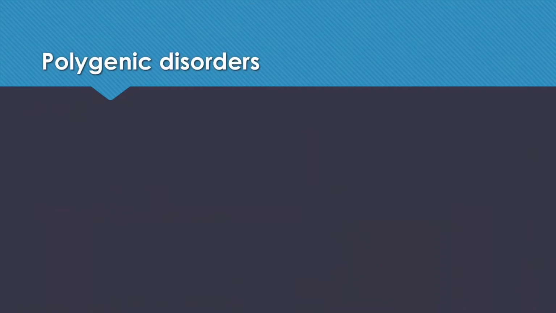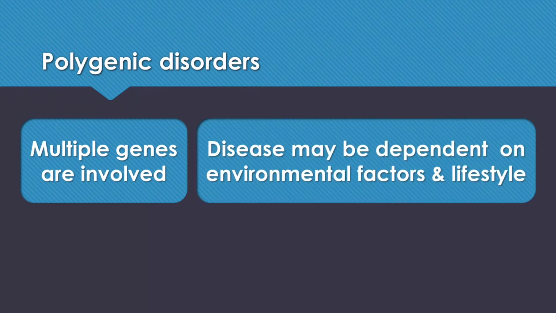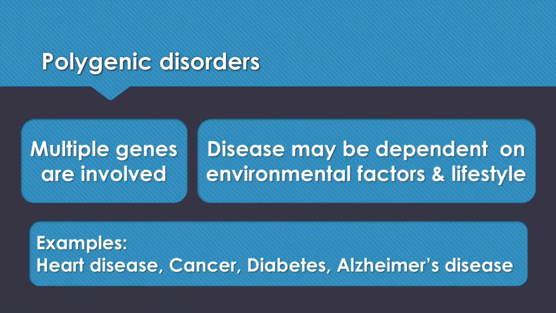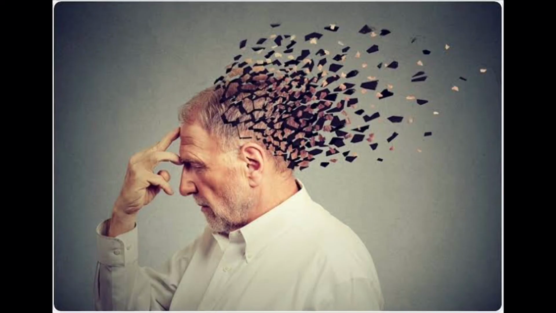On the other hand, polygenic disorders have multiple genes involved. These diseases may be dependent on environmental factors and lifestyle. Examples are heart disease, cancer, diabetes, and Alzheimer's disease.